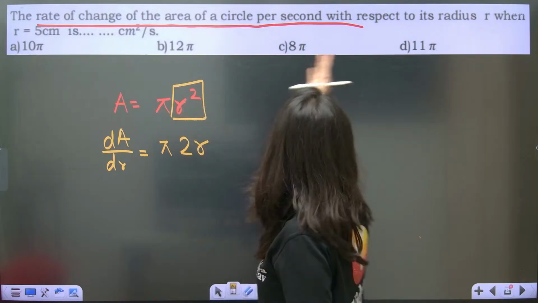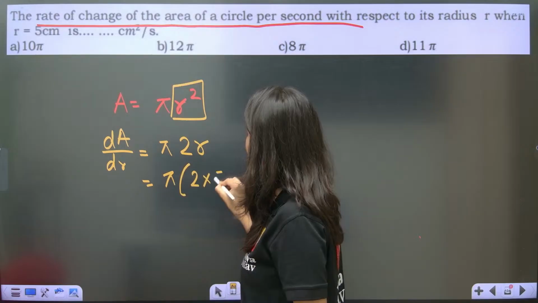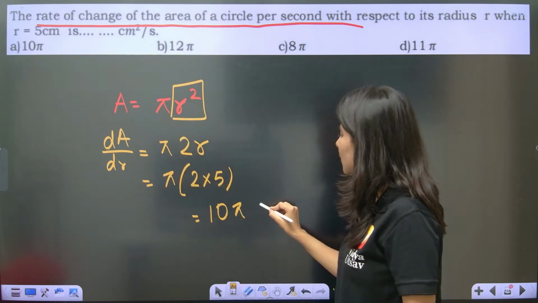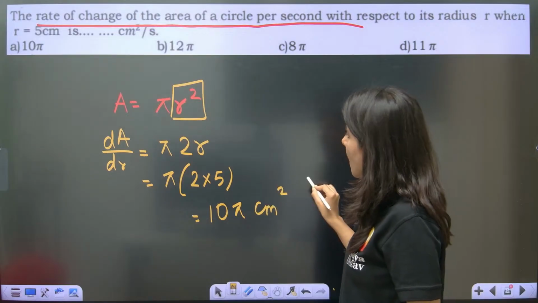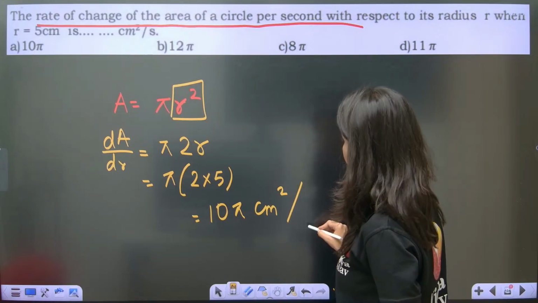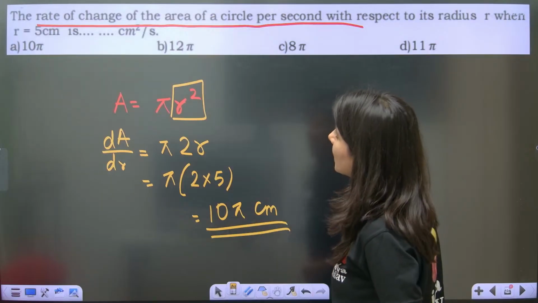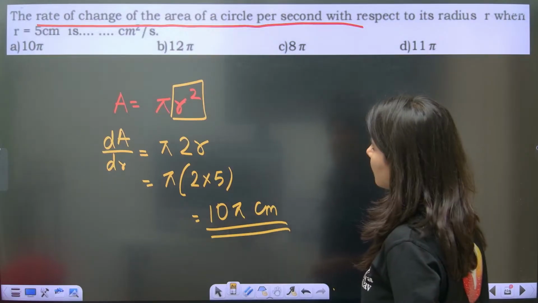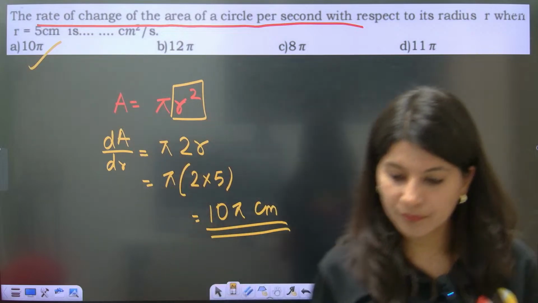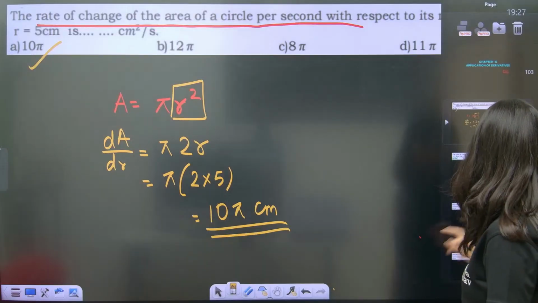Now they are saying that the radius is 5 centimeters, so pi times 2 into 5 is 10 pi. Area upon radius, so that is centimeter square per centimeter, so just centimeter only. 10 pi centimeter should be the answer. Okay, 10 pi, option A. All right, clear?